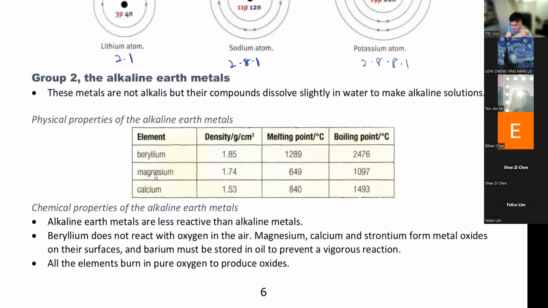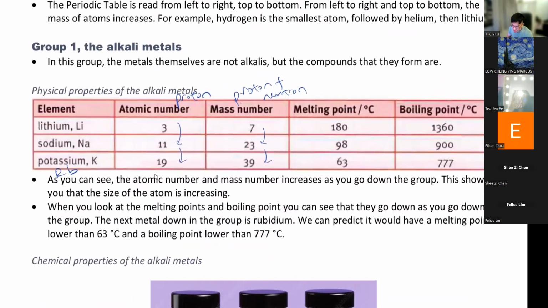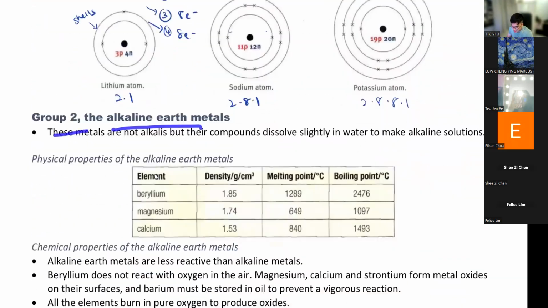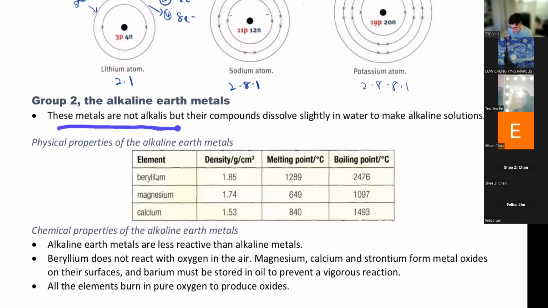Oh, this is interesting. Group 2, we call it alkaline earth metals. They are still alkaline. Just now, group 1 is alkaline metal, and this is alkaline earth metal. They are not as crazy as group 1. Group 1 is freaking crazy, group 2 is okay crazy. They still catch fire, but it's not that crazy. These metals are not alkalines, but their compounds dissolve slightly in water to make alkaline solution. You don't need to know.